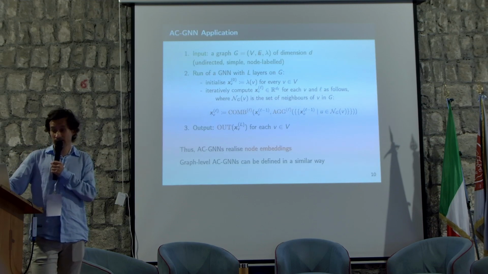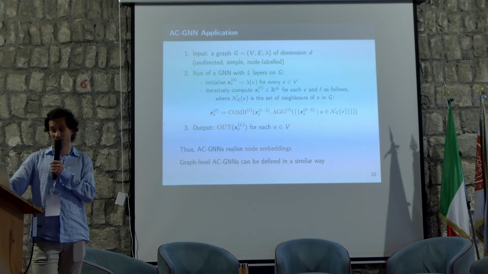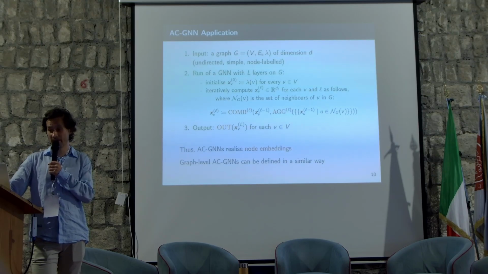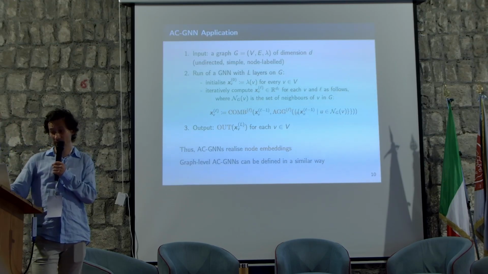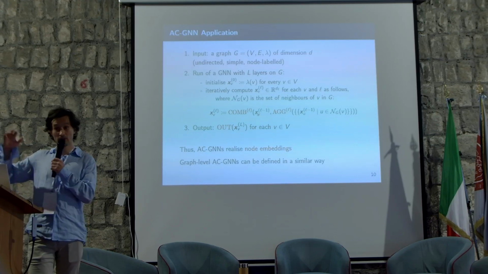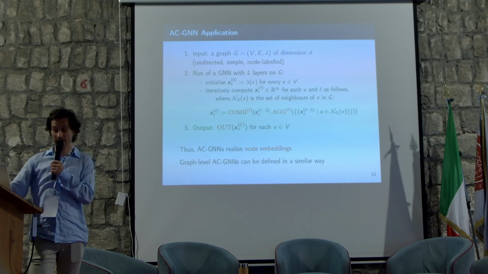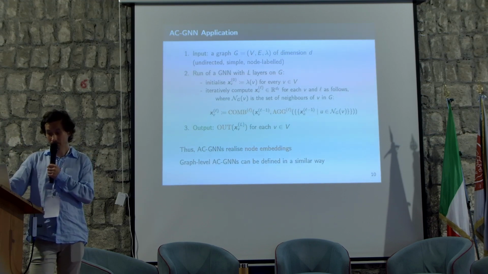It takes as input a graph with some nodes, some edges, and some embedding, some vectors for each node of some dimension. A run is just initializing the first layer with this lambda, and then iteratively computing the embedding, using the aggregation function first for the neighbors, and then the combination function with the value of the node itself. We do it for a fixed number of layers, and then output a value. This is how we run the GNN.